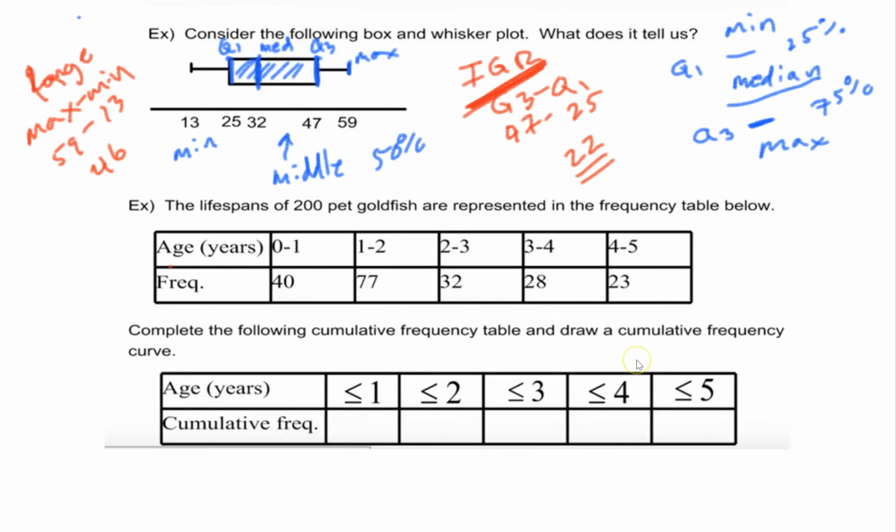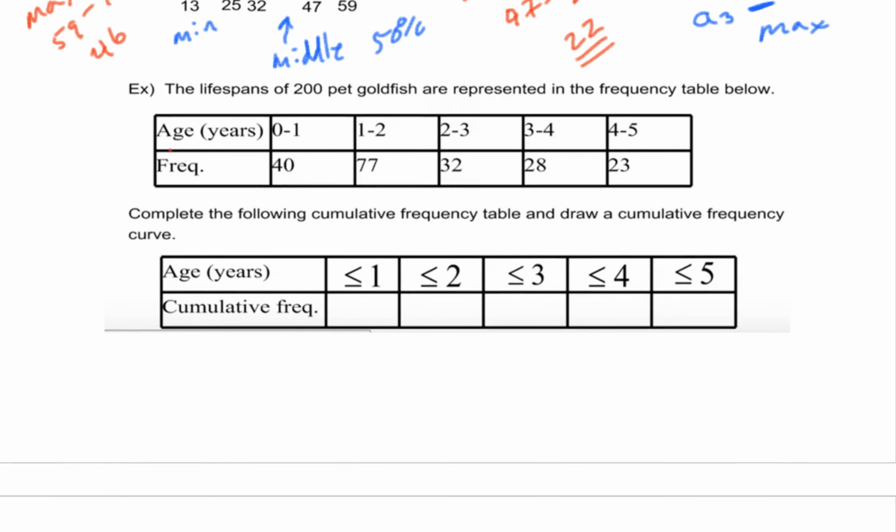Next, let's talk about cumulative frequency tables. Another IB favorite. So in this one, the lifespans of 20 pet goldfish are represented in the frequency table below. So, right, 40 fish live between 0 and 1 years, 72 between 1 and 2 years, and so on. Complete the following cumulative frequency table and draw a cumulative frequency curve. So in this case, less than 1 year is 40.